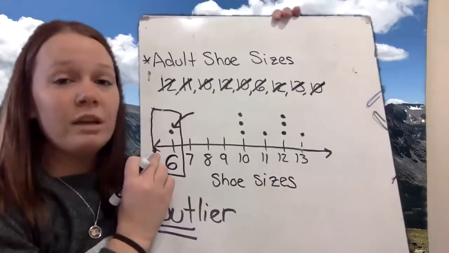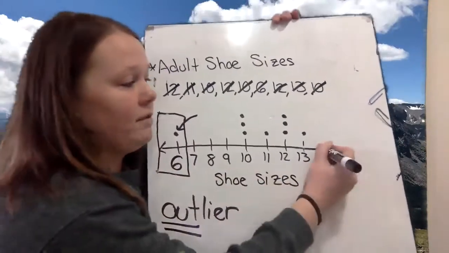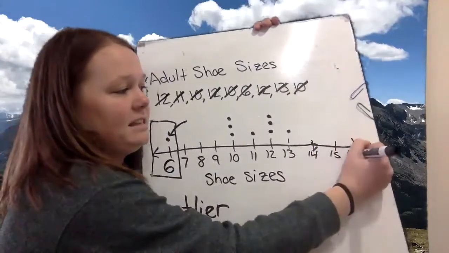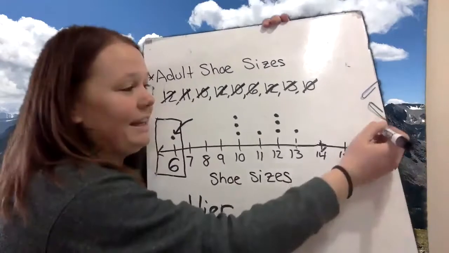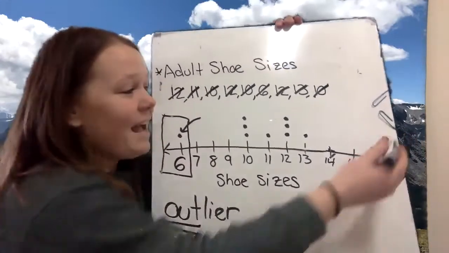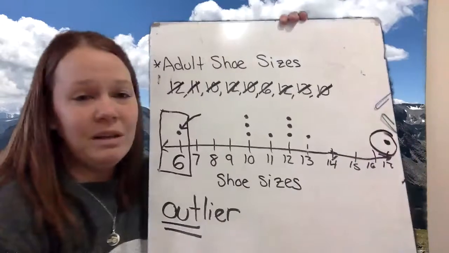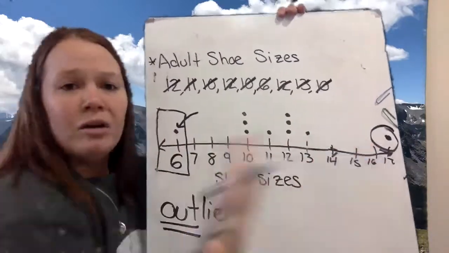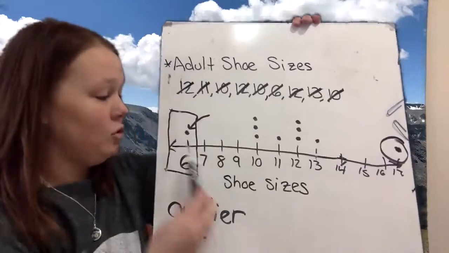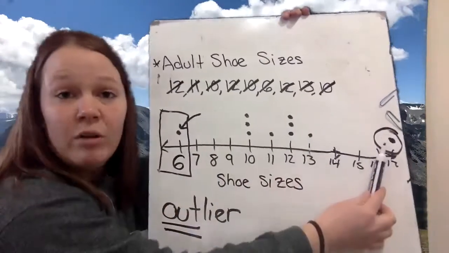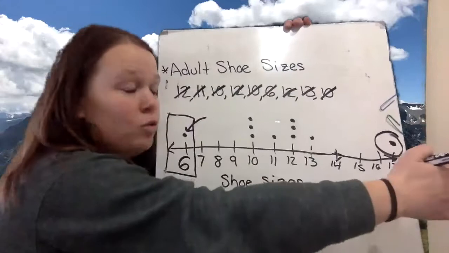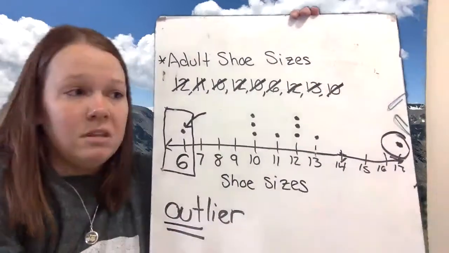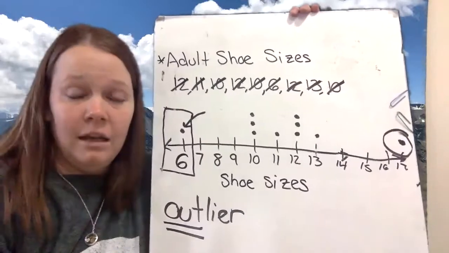So when something's really far away from the rest, it could be really far away over here too. Let's say I had 14, 15, 16, 17, and I had somebody who had like a size 17 shoe. This guy is also an outlier because it is so far away from all these other ones. It's a couple numbers away on the number line. So you could have more than one outlier, and it could be far to the right or far to the left, depending on the type of data that you are collecting, okay?